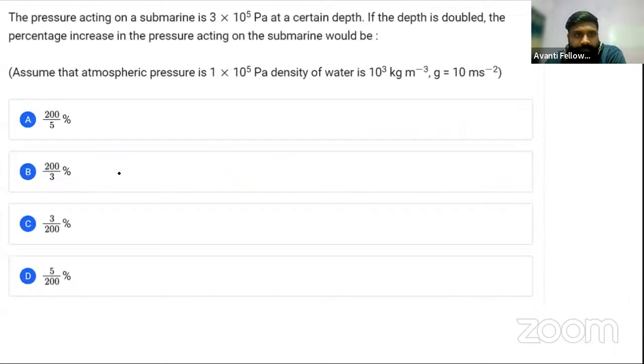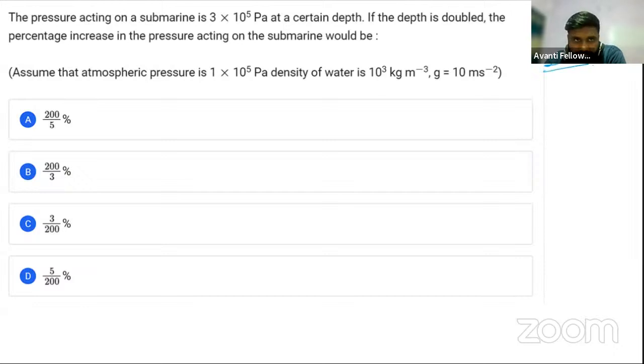Now, this one. The pressure acting on a submarine is 3 into 10 raised to the power 5 Pascal at certain depth. If the depth is doubled, the percentage increase in the pressure acting on the submarine would be. So this is very simple question. Try to solve it, giving you 1 minute.